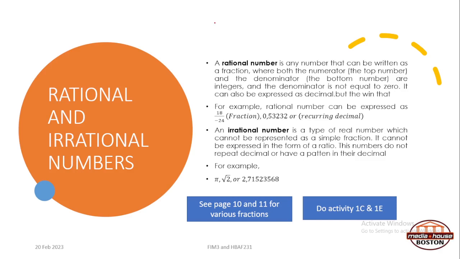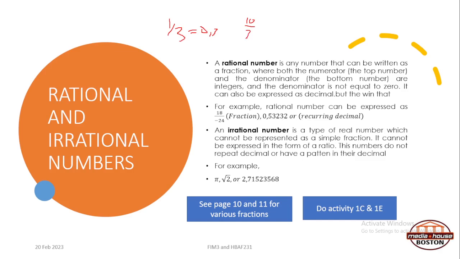For example, if you go and say 1 out of 3 on your financial calculator, it's going to say 0.33333333 going forward. That's what we call a recurring decimal, so we refer to it as a rational number. If you also say 10 divided by 3, it's going to say 3.33333333. So that's also a rational number.